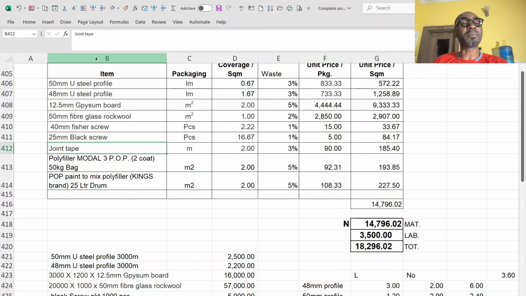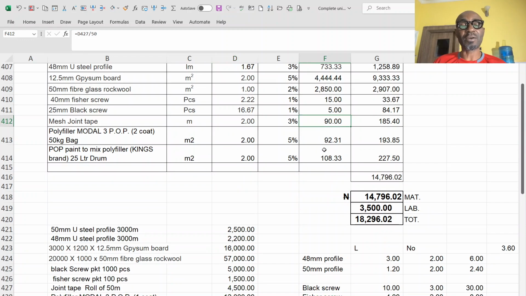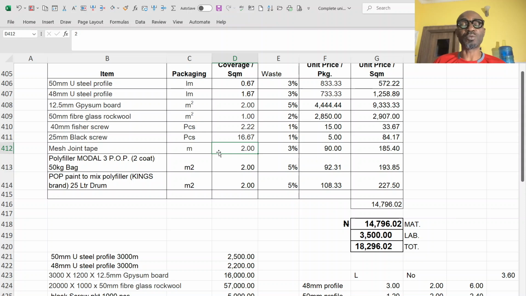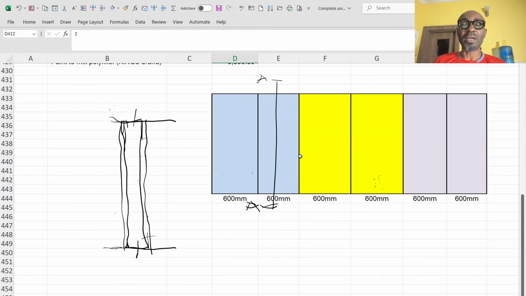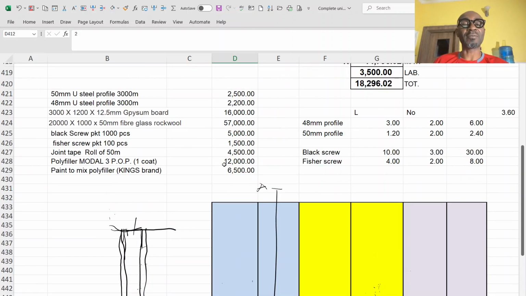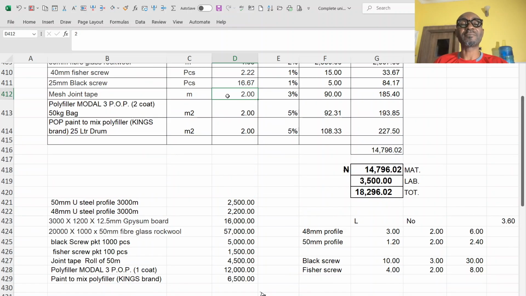the mesh joint tape, you have 2 meters and you divide the cost 4,005 by 50 meters, you have 90 naira per meter. You need two because you're putting it against this board. So it's taking half here, making one, then the other side half, making 2 meters. So you have 2 meters, then 2 meters multiplied by 90 gives you 185.